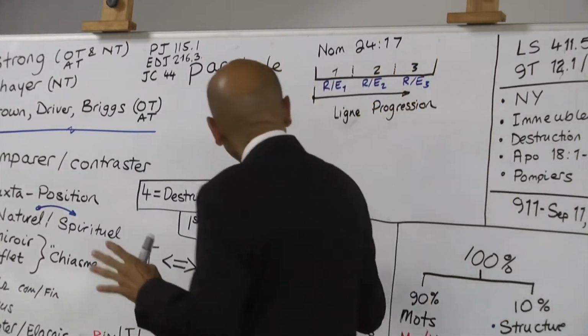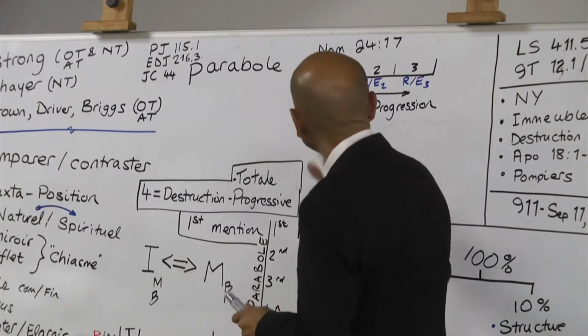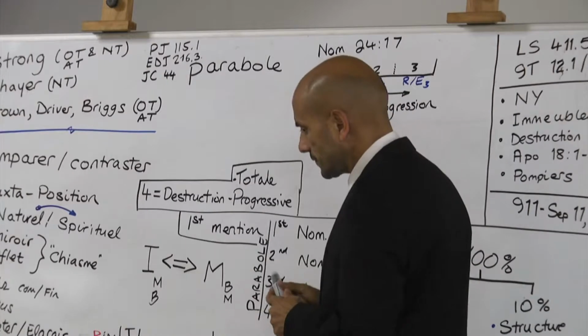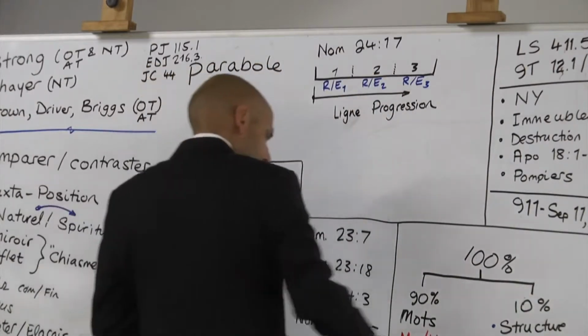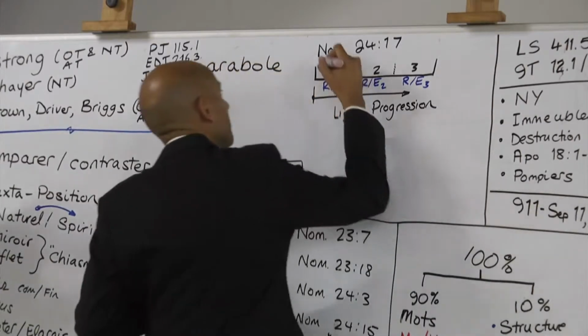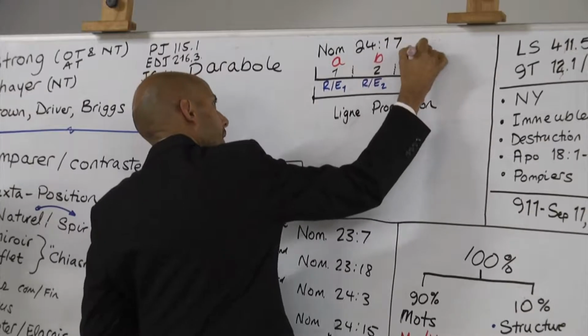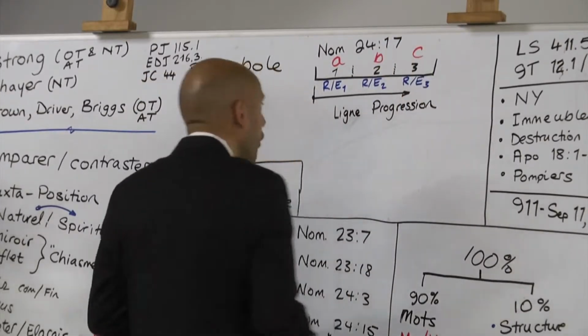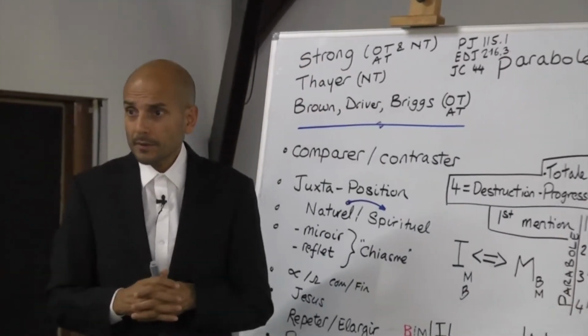So, what we could do with this verse, we could split it into three parts. We could call this part A, B, and C. Or we could call it 1, 2, 3, either way.